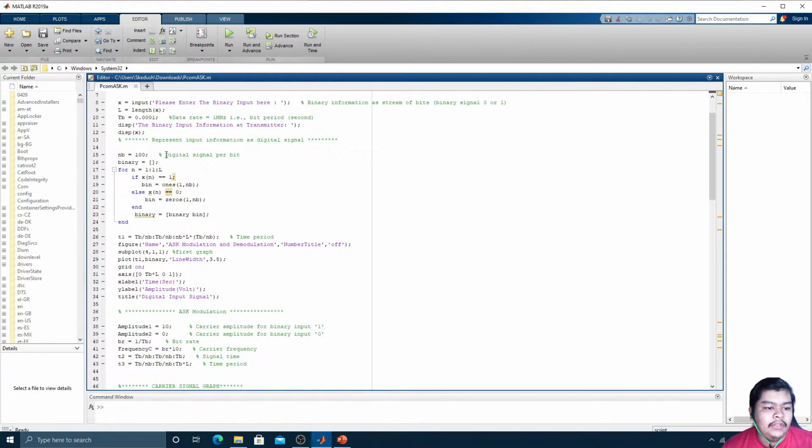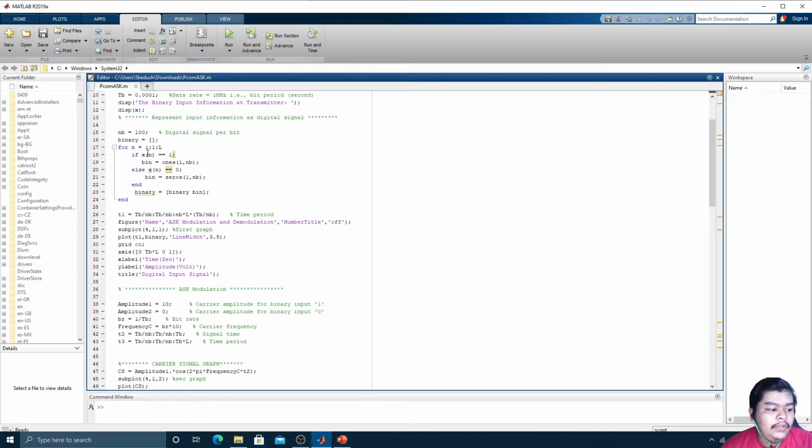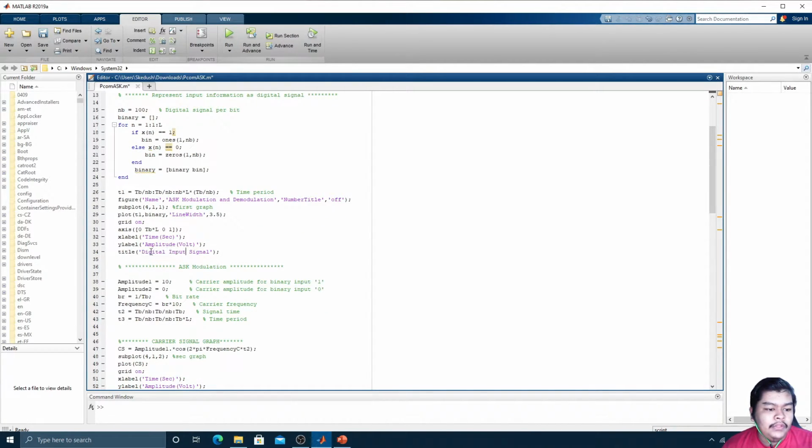Next, we convert the input into the digital signal. For example, if the input is 1, it will become 1, and 0 will be 0, so it will be a sequence like 0, 1, 1, 1, 0 or whatever. Next, we are plotting our first graph, which is the digital input signal graph. We can see here the digital input signal graph.